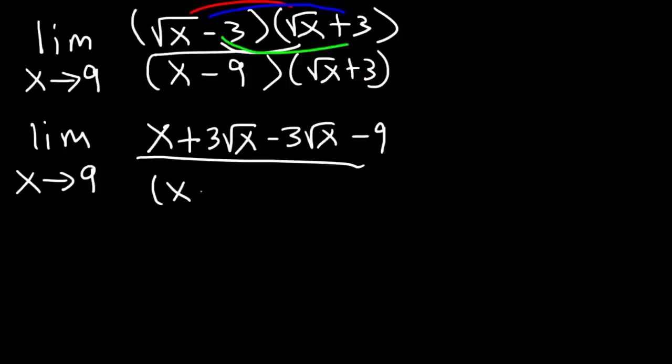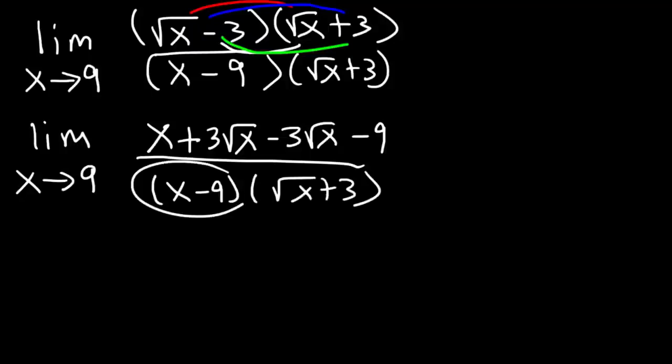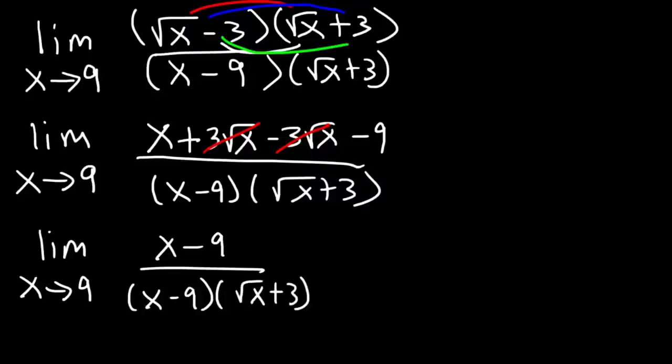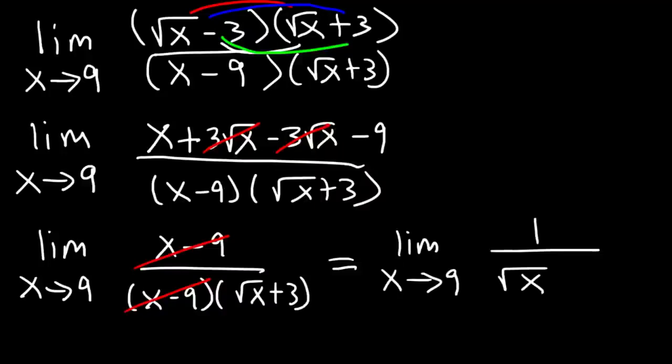Now on the bottom, I'm not going to FOIL the two expressions. I'm going to leave it the way it is, because my goal is to get rid of the x minus 9. I want to cancel it. So now negative 3 and positive 3 add up to 0. So what we have left over is the limit as x approaches 9 of x minus 9 divided by x minus 9 times the square root of x plus 3. So now at this point, notice that we can cancel x minus 9. And so what we have left over is the limit as x approaches 9 of 1 over square root x plus 3.